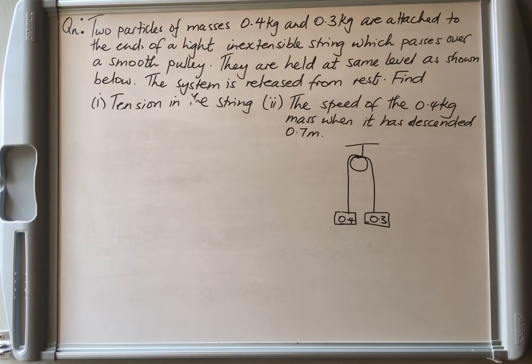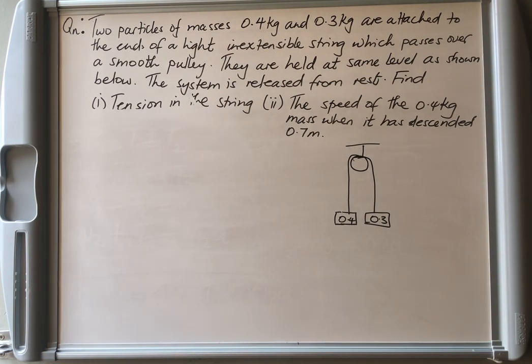So we have this question again, and it reads: two particles of masses 0.4 and 0.3 kgs are attached to the ends of a light inextensible string which passes over a smooth pulley. They are held at the same level as shown below. The system is released from rest. Find the tension in the string.